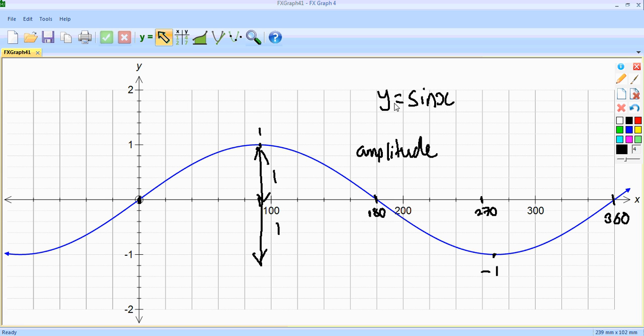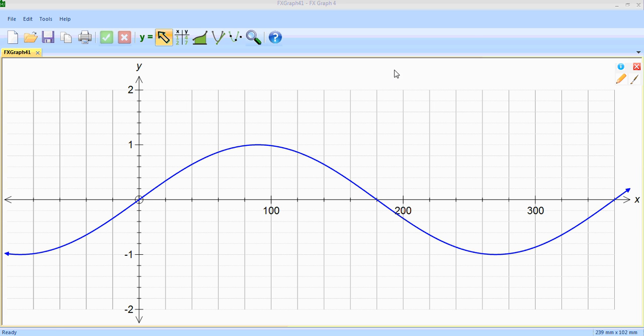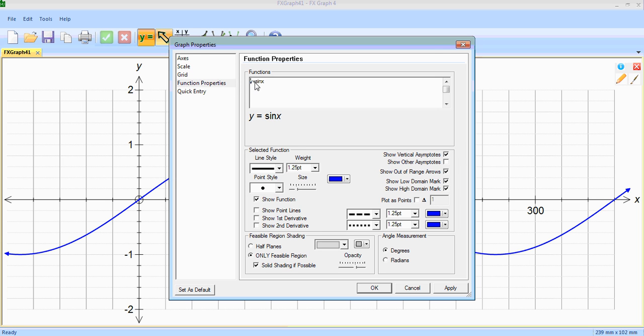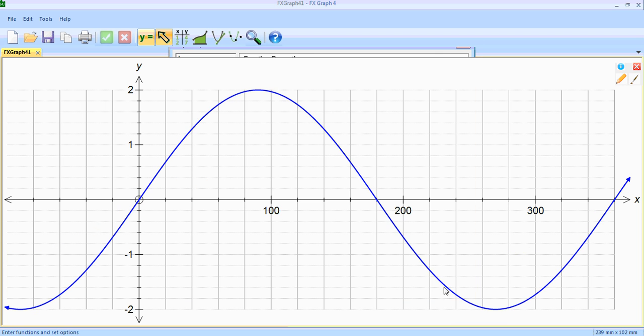Right, now we've got y equals sine x. The next thing I want to do is look at what happens if I have a number in front of the sine x. So if I change this function to something like putting a 2 in the front of it, let's see what happens.